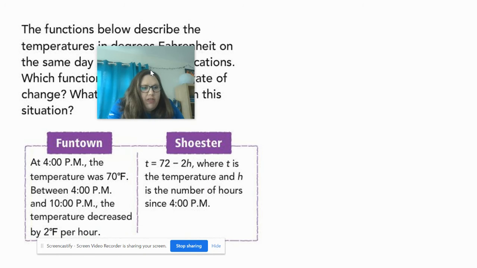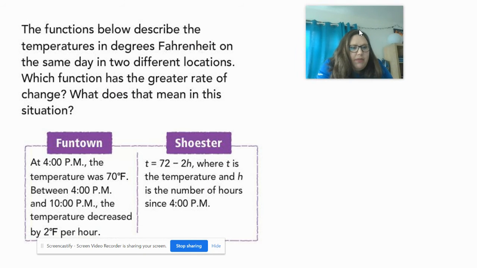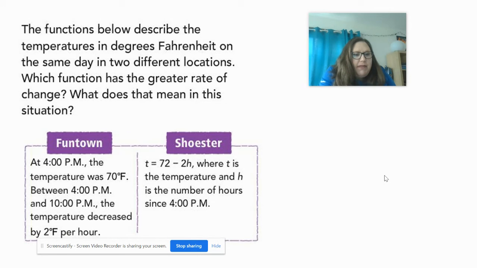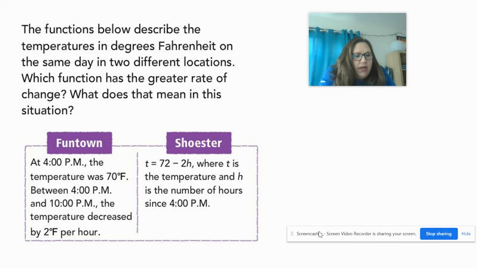All right, the functions below describe the temperatures in degrees on the same day in two different locations. Which has the greater rate of change? What does that mean? So, at 4 p.m., the temperature is 70 degrees. Between 4 p.m. and 10 p.m., this decreased 2 degrees per hour. So, it's just going down 2 per hour.